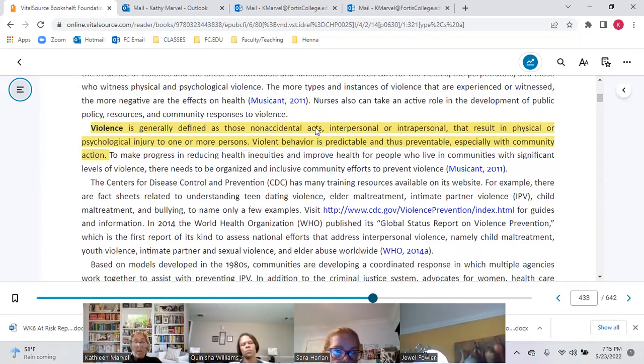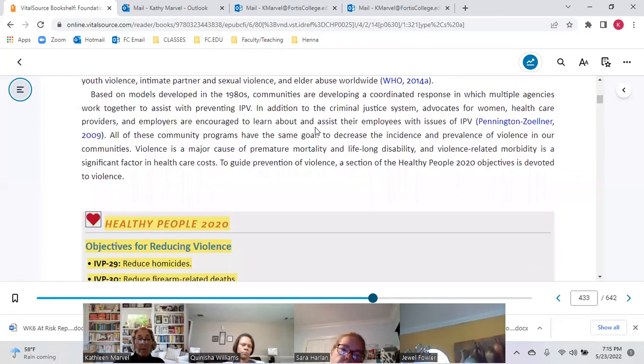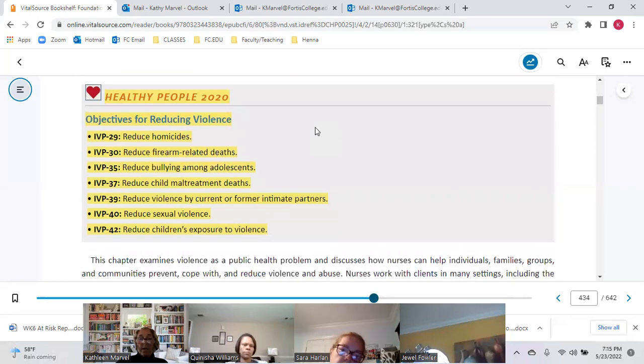For purposes of this chapter, they define violence as non-accidental acts, interpersonal or intrapersonal, that could result in physical or psychological injury to one or more people. Right? Violent behavior is predictable and thus preventable, especially with community action. Okay, and Healthy People 2020 comes up right at the beginning of this chapter, 434. And they have 7 objectives for reducing violence. We need to know what those are.